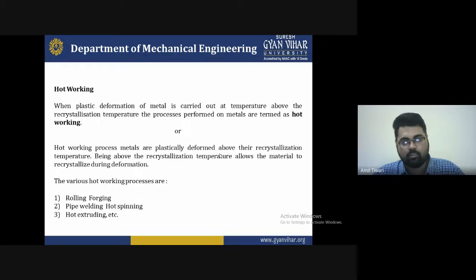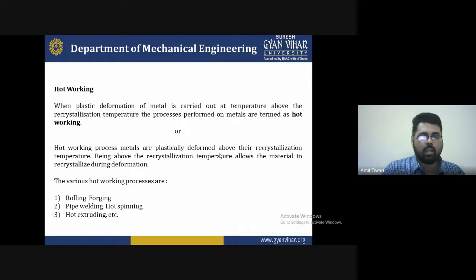In hot working, metals are plastically deformed above the recrystallization temperature, whereas in cold working they are deformed below it. So below indicates cold working, and above the recrystallization temperature indicates hot working. Being above the recrystallization temperature allows the material to recrystallize during deformation. The various hot working processes are first rolling and forging, second pipe welding and hot spinning, and third hot extrusion.